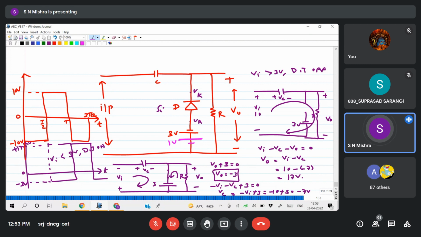But the concept remains the same. You have to take that half cycle when the diode is on, then draw the equivalent circuit, apply KVL, find output voltage and capacitor voltage. Then for the opposite half cycle, use the voltage stored in the capacitor and apply KVL to find the output voltage, then draw the waveform. You can do it. Any question?